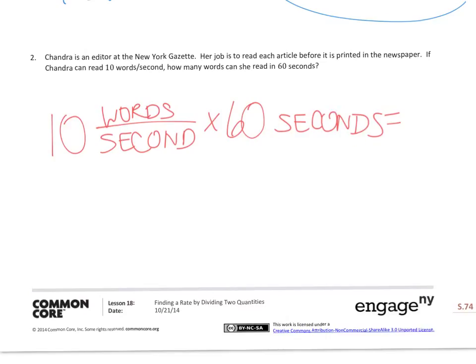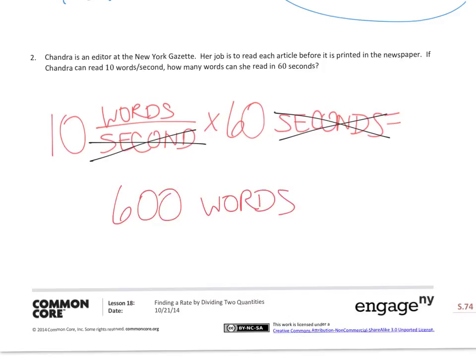Well, just like we saw earlier, seconds here and seconds here cancel each other out. So really now what we're left with is 10 times 60, which we know to multiply by anything by 10, you just add a 0. So 600 words.